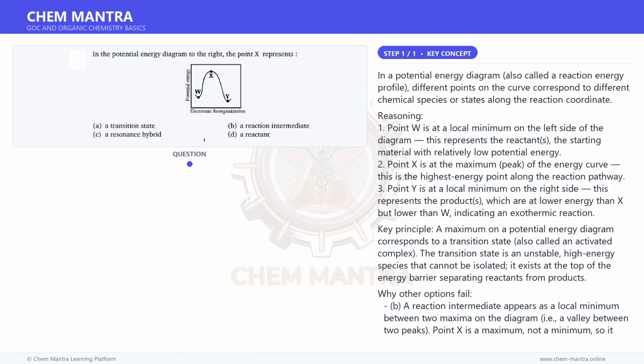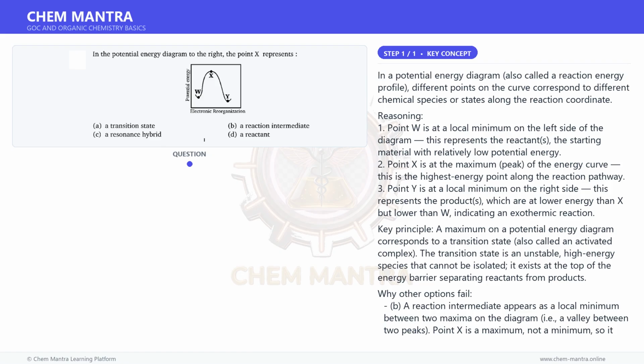Why other options fail? B. A reaction intermediate appears as a local minimum between two maxima on the diagram, i.e., a valley between two peaks. Point X is a maximum, not a minimum, so it cannot be an intermediate.